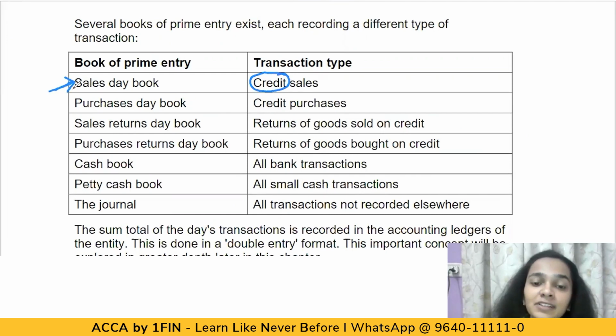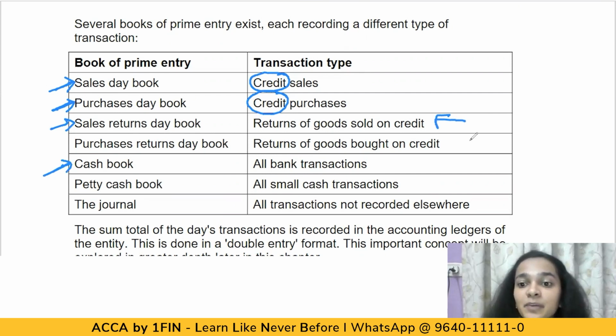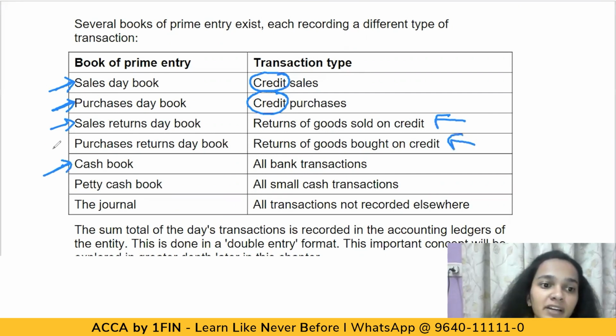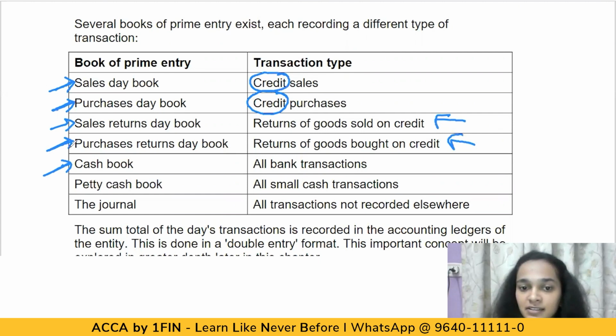Similarly, whenever there are any credit purchases made by the organization, they will be posted in the purchases day book. In case there's any cash sale or cash purchase, it will be posted in the cash book. Then there are the sales return book and the purchase return book. If there's any return of goods which were sold on credit, it will be entered in the sales return book. And if there's any purchase return, it will be entered in the purchase return day book.